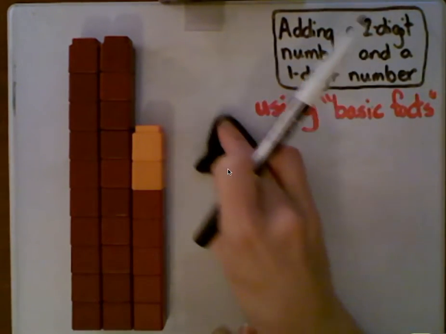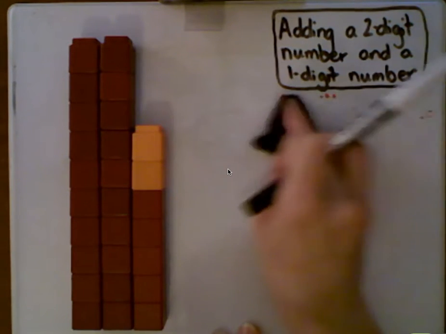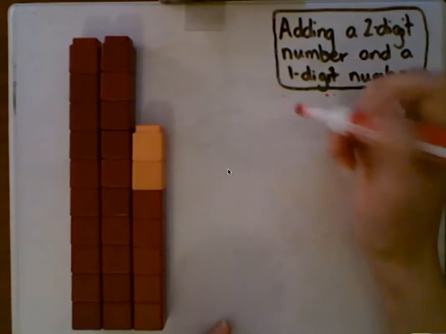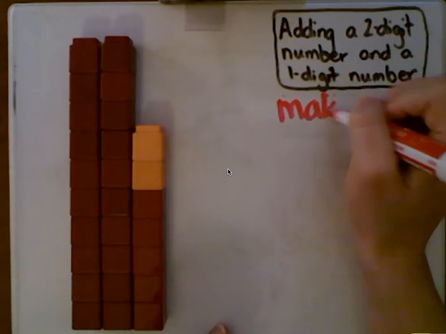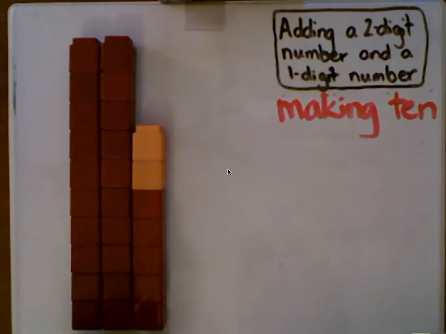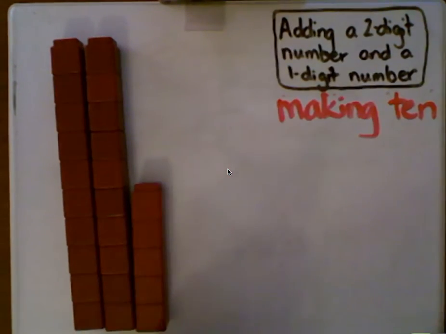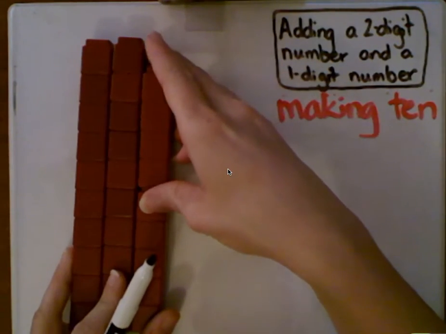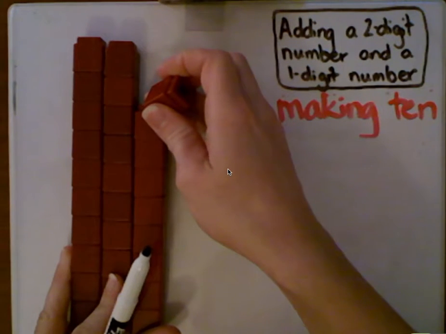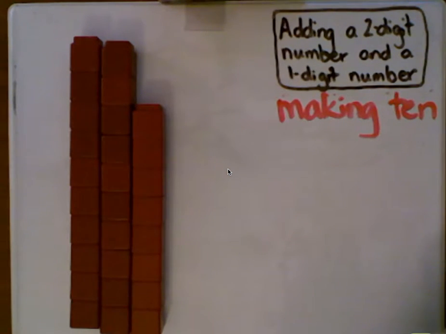We can also add 2-digit numbers with a 1-digit number by making a 10, or in this case, making the next 10. Some students may know their basic facts all the way through 20, but others will not. So let's take, for instance, 8 plus 5. Some students may know 8 plus 5 equals 13, but others will not.